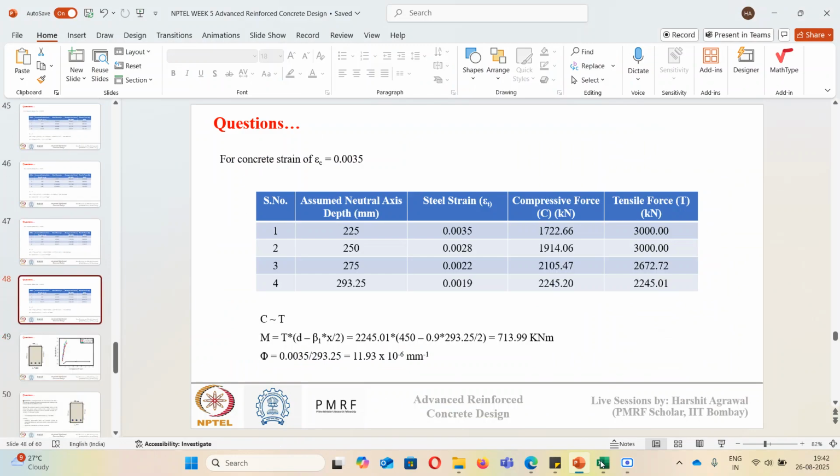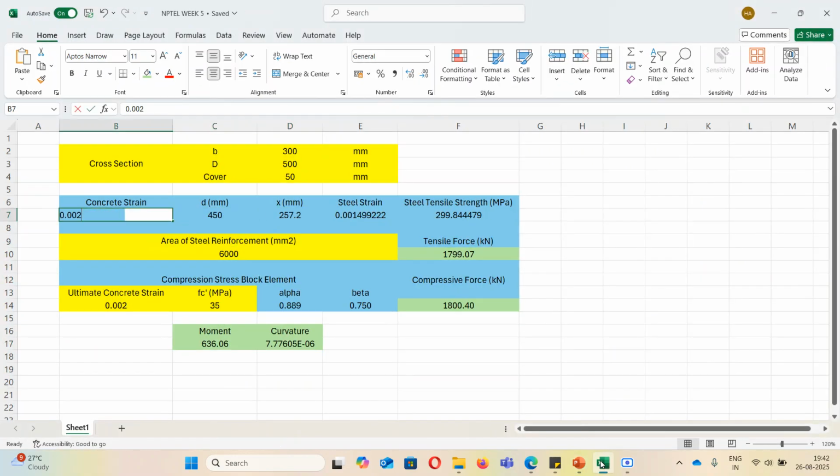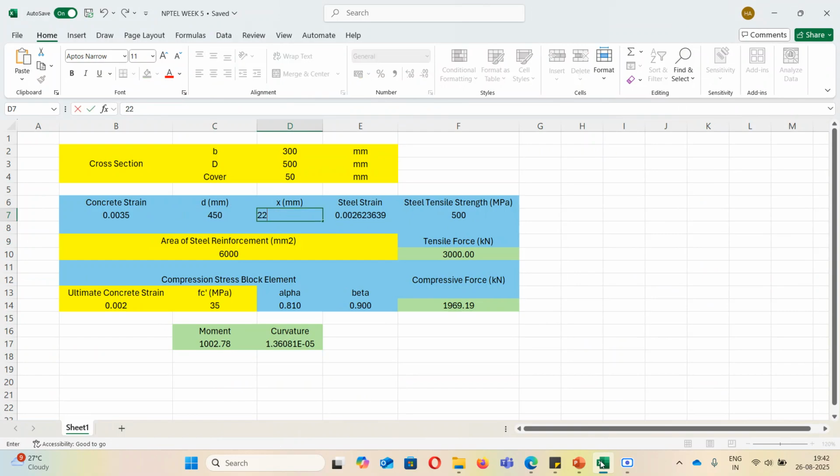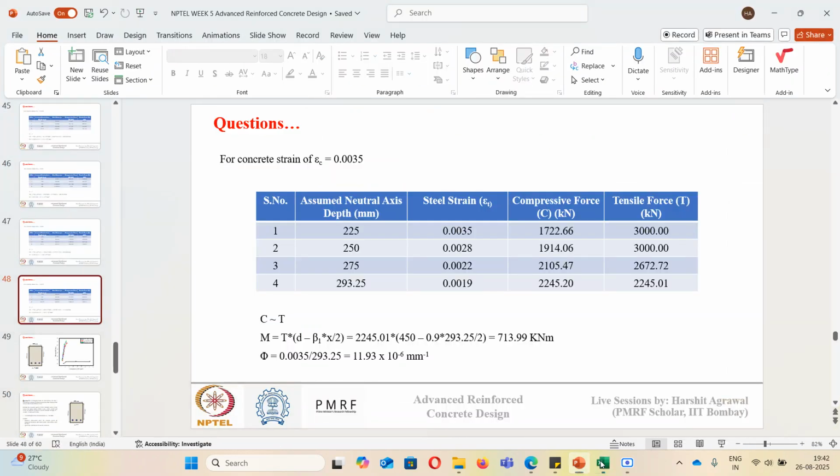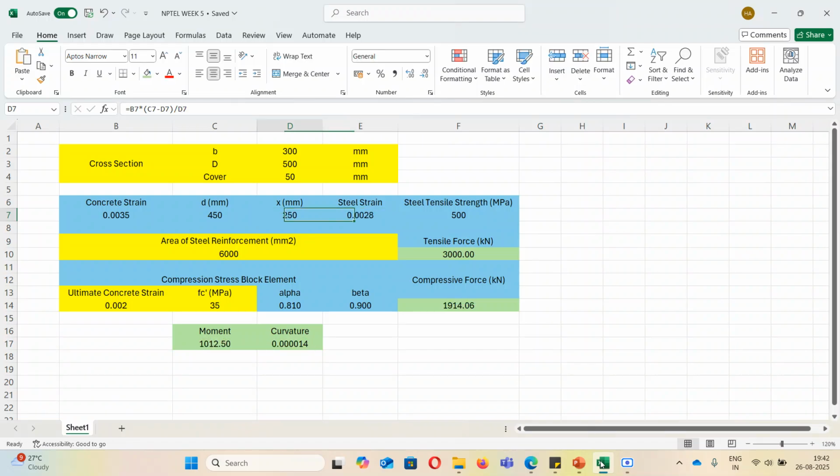Similar calculation we'll do for 0.0035. At 225, we will check, we need to increase. So again we increase. I will go to 250. I need to increase, 275. I need to increase, 290. I need to increase, 293.5. I need to decrease. So what will be the value? 293.25. It is becoming very close. In this way, even with some fractional values, you can do the calculation very quickly.